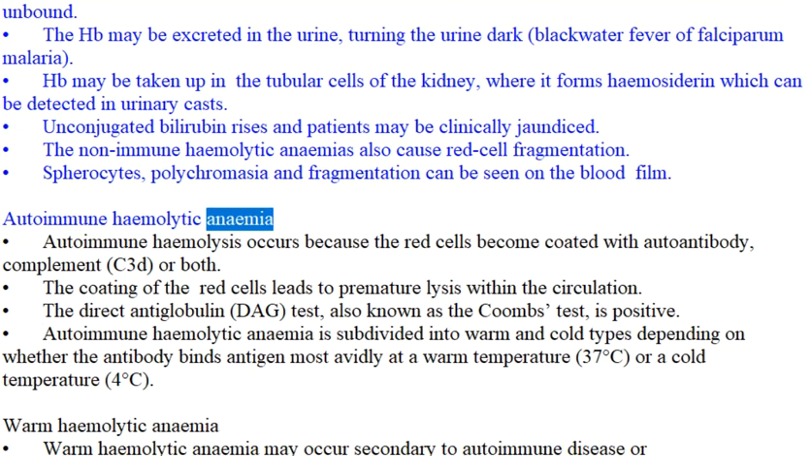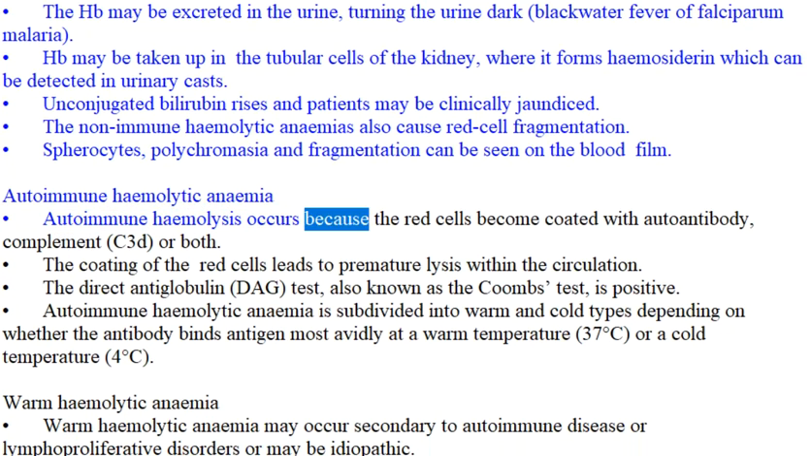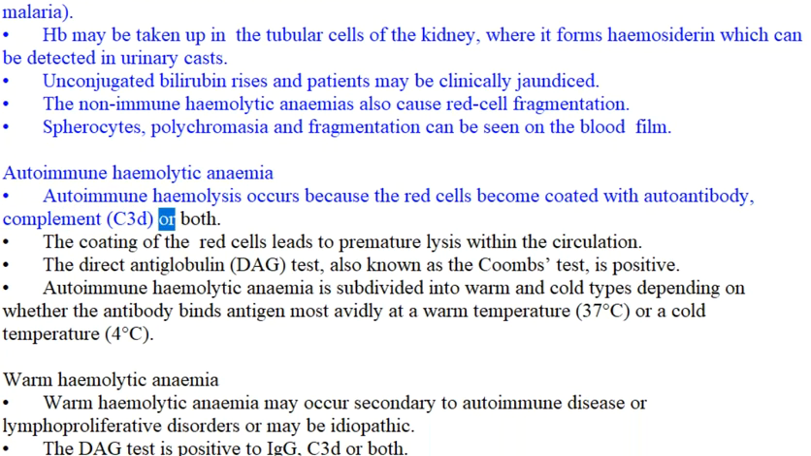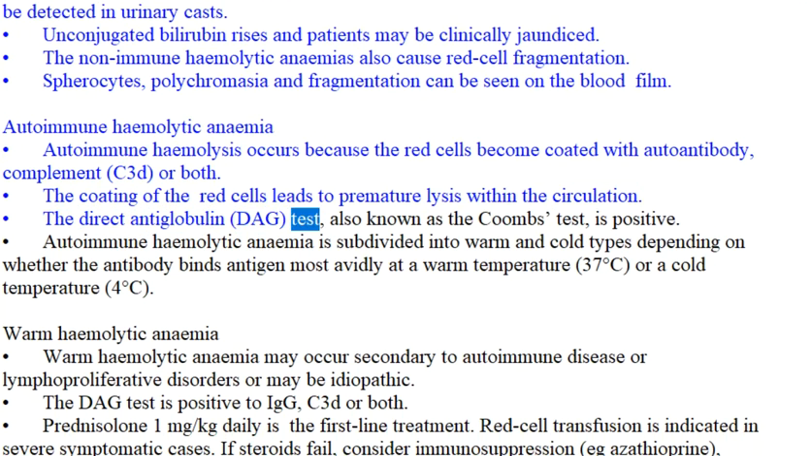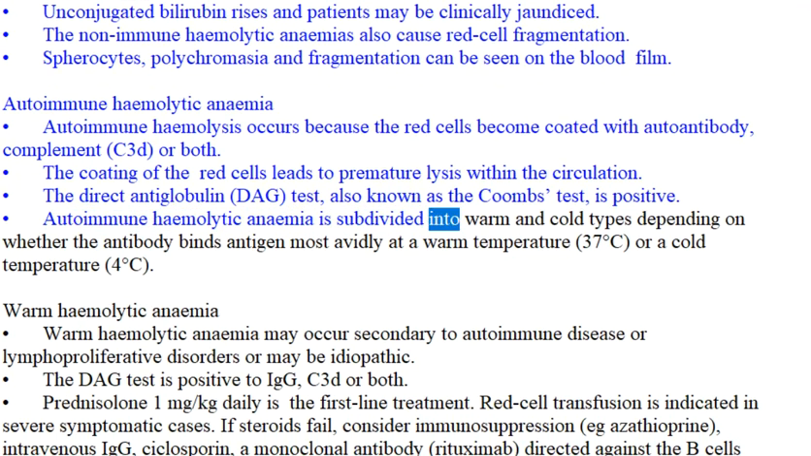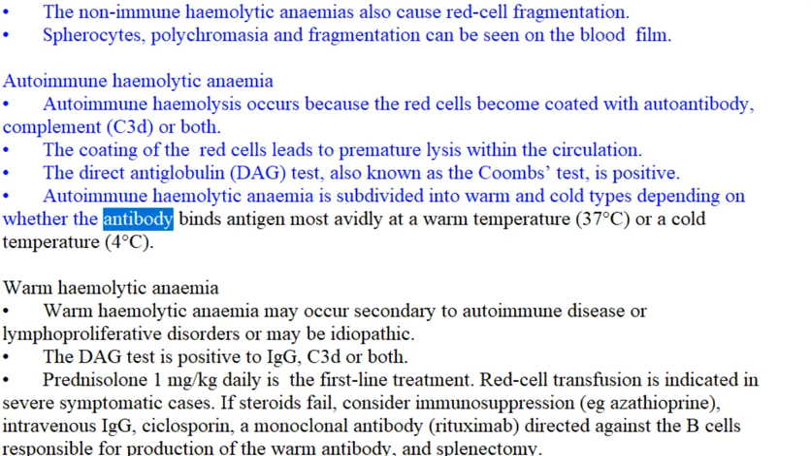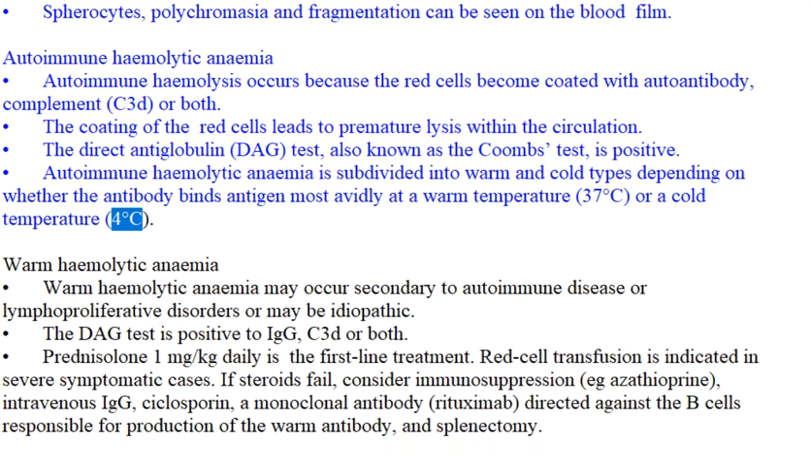Autoimmune hemolytic anemia. Autoimmune hemolysis occurs because the red cells become coated with autoantibody, complement, C3d, or both. The coating of the red cells leads to premature lysis within the circulation. The direct antiglobulin, DAG, test, also known as the Coombs test, is positive. Autoimmune hemolytic anemia is subdivided into warm and cold types depending on whether the antibody binds antigen most avidly at a warm temperature, 37 degrees Celsius, or a cold temperature, 4 degrees Celsius.